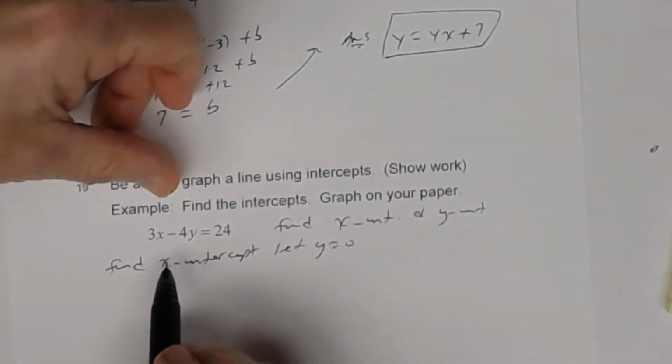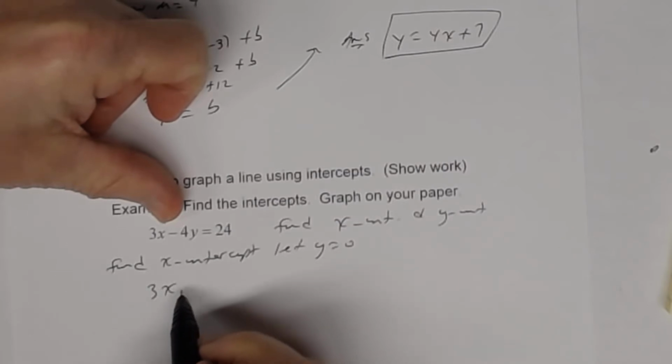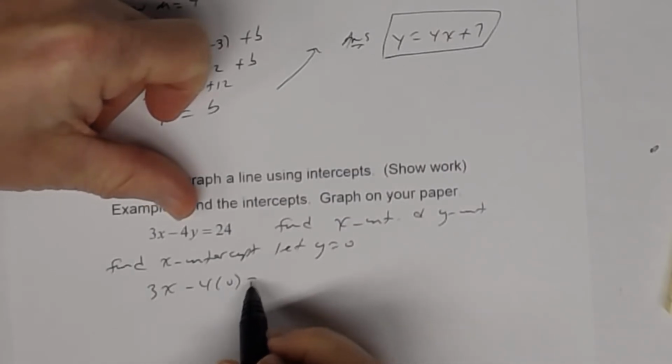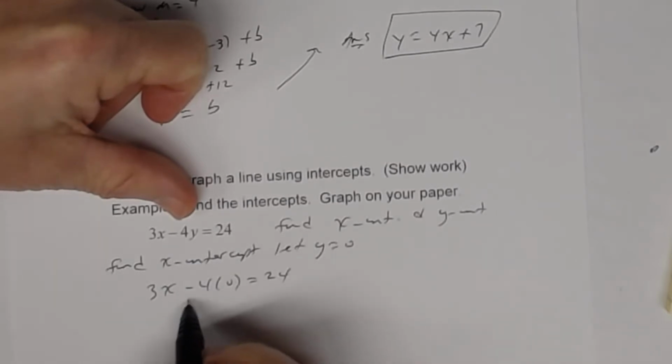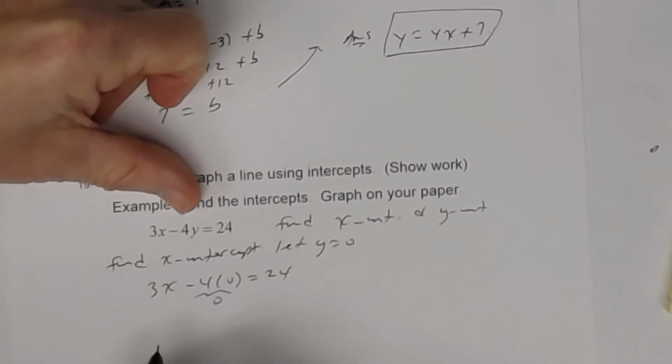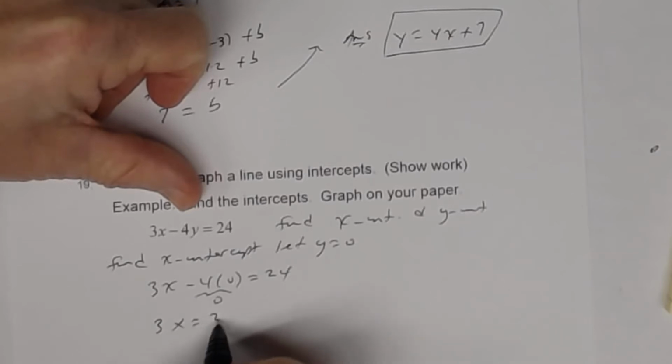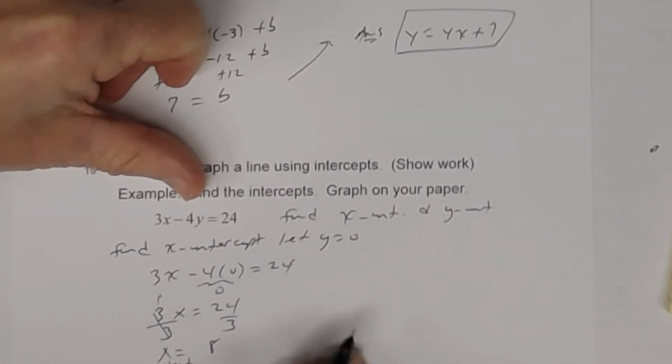So when y is 0, I get 3x minus 4 times 0 equals 24. -4 times 0 is 0. So I get 3x equals 24. Divide both sides by 3. I get x to be 8. So your x-intercept is 8.